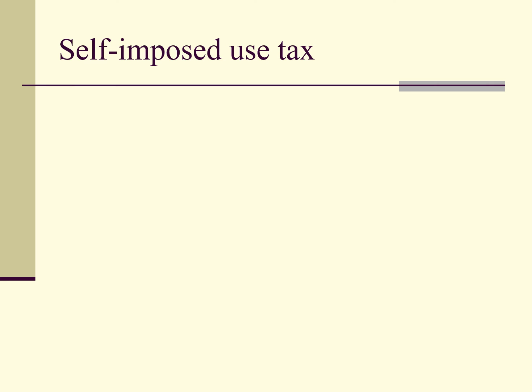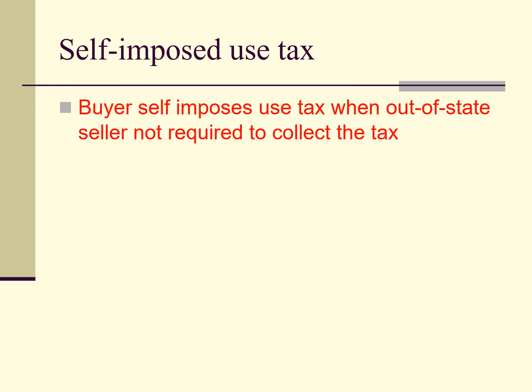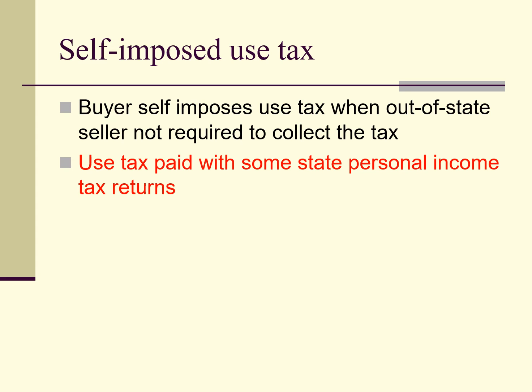Let's complete this discussion of the basics by looking at self-imposed use tax. As noted earlier, an out-of-state seller must collect use tax if the seller has nexus in the buyer's state. If there's no nexus, then the tax is not collected. When this is the case, the buyer ordinarily must self-impose tax and remit the tax to the state. Many states require buyers who are individuals to calculate this use tax and pay it with their state personal income tax returns.